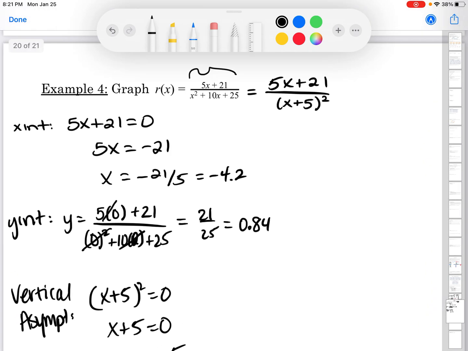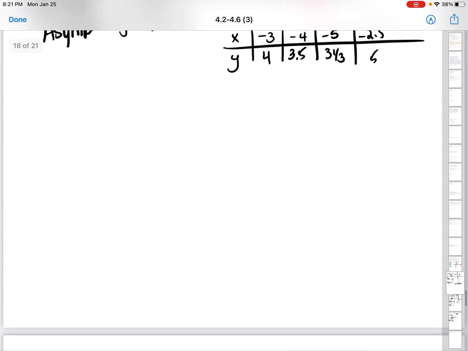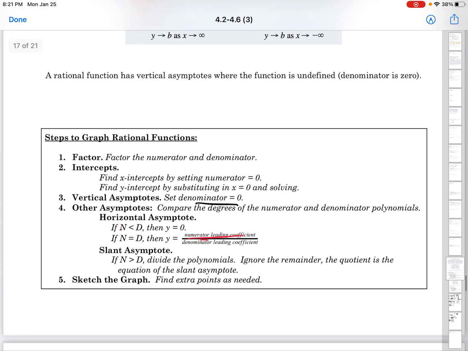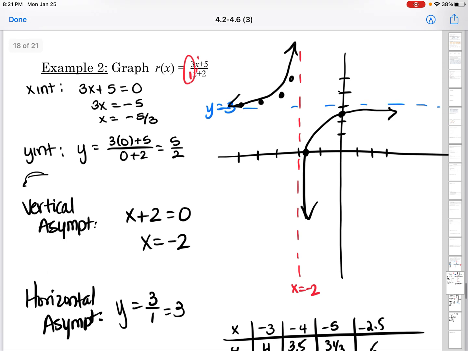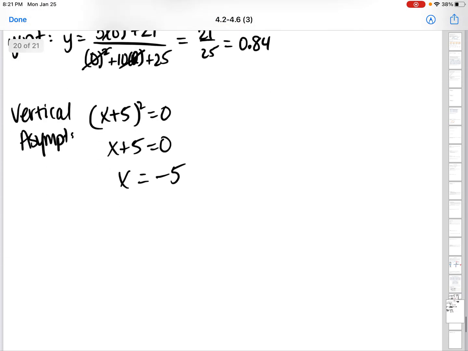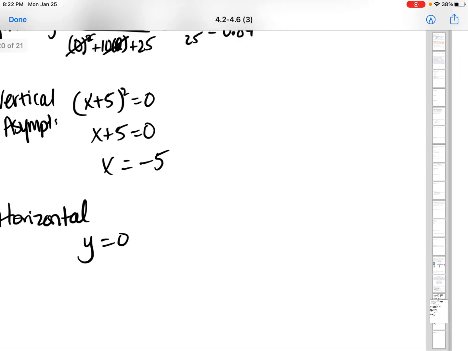Here we're in a slightly different situation. The numerator has a degree of 1, but the denominator has a degree of 2. So the numerator's degree is smaller. When the numerator's degree is smaller, it's automatically y equals 0. So our horizontal asymptote is y equals 0. Now let's see if we can graph this.